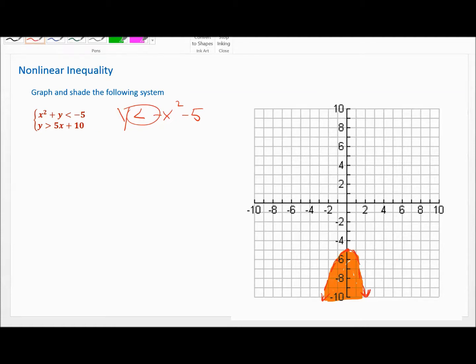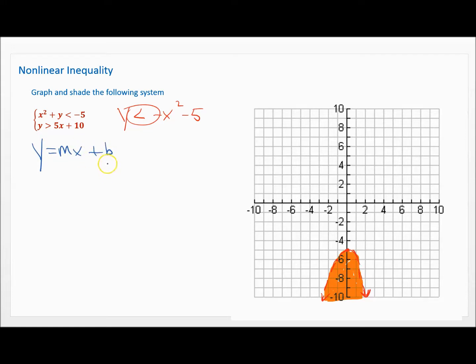Now what I want to do is graph my second inequality. Now tell me about that one. It's a y to the first and an x to the first. So what do we know? It's a straight line. Well, straight lines are of the form y equals mx plus b, correct?